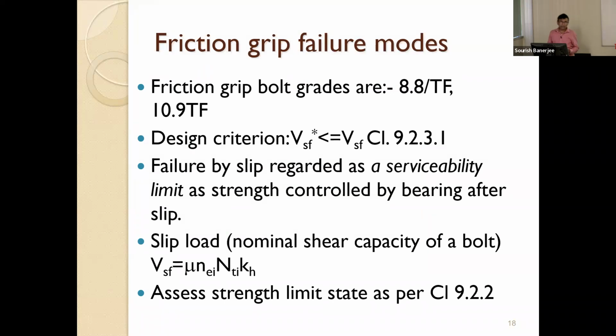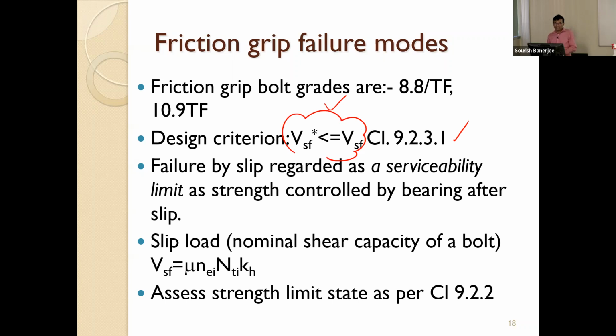Now we'll look into another type of failure mode, because the bolts which I have looked at before will actually fail in shear. Now, if you look at the friction grip type of failure modes, that is a bit different type. So what's the difference here? Friction grip bolts are actually graded like this. Now, the design criteria from clause 9.2.3.1, this is the criterion for design.